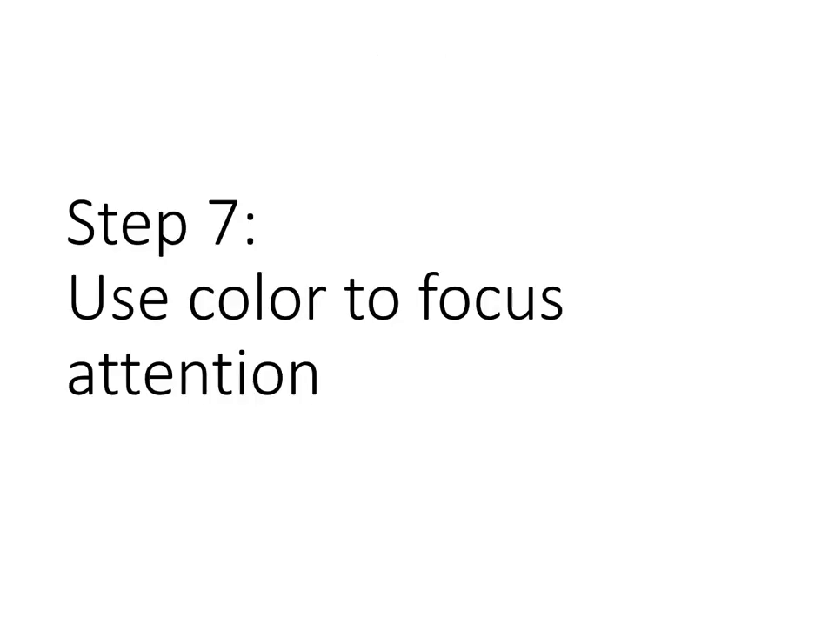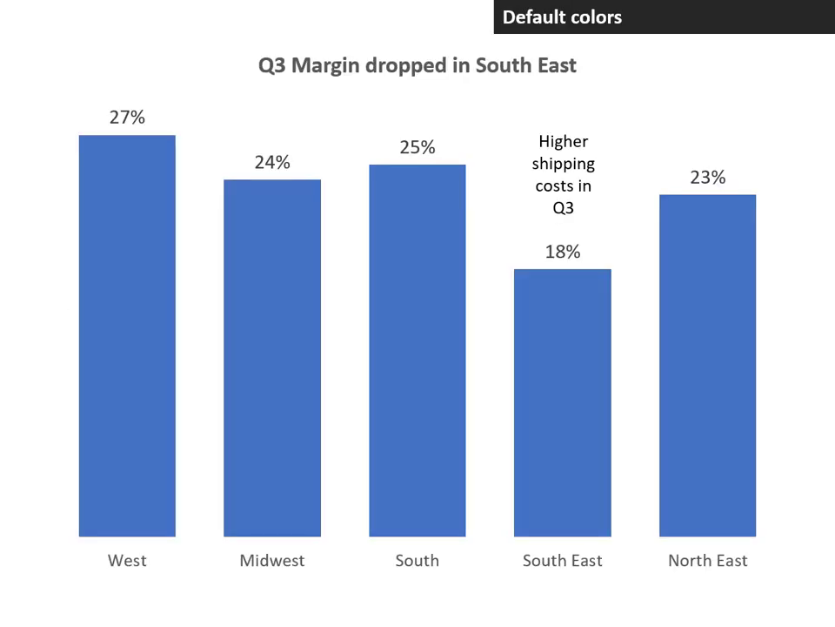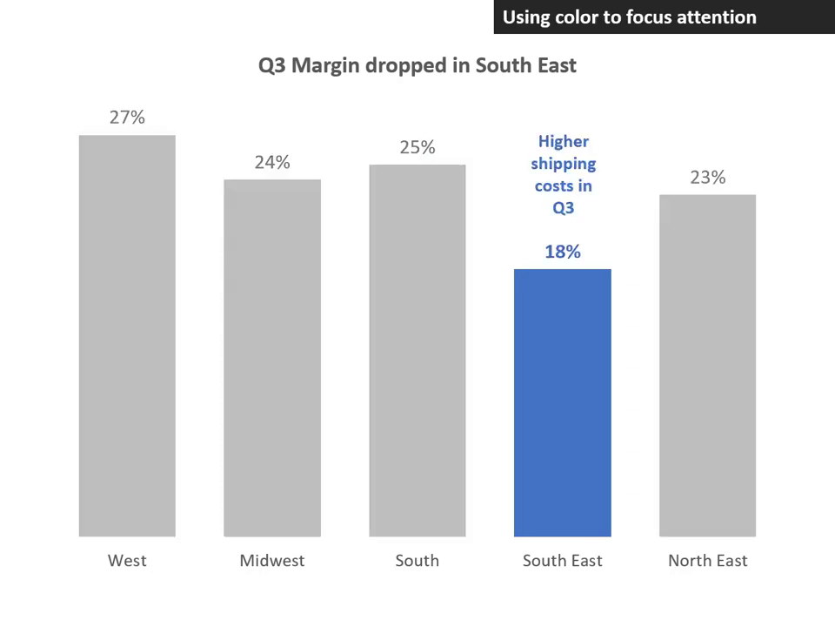Step 7, use color to focus attention. By default, all of the columns are the same color. It's hard for the audience to pick out which one stands out. But when we use color to focus their attention, we can use a bold color so that they focus on the one data point we want them to really focus on, and we use a muted gray color to give the other data but make it less important visually on the chart.